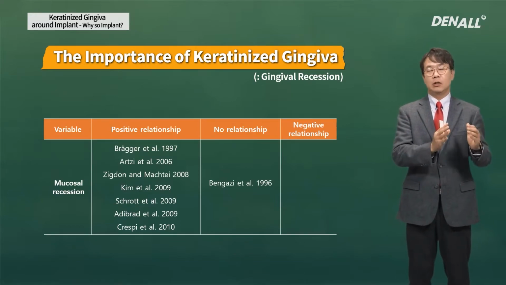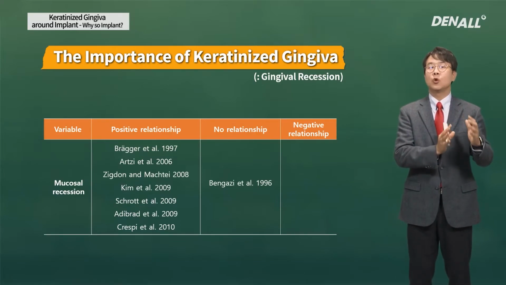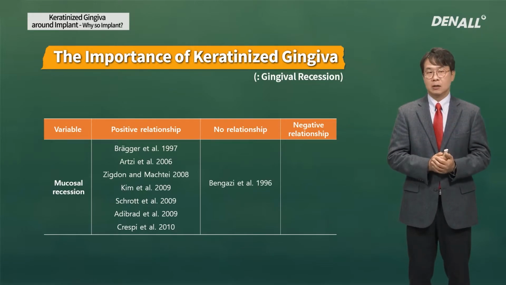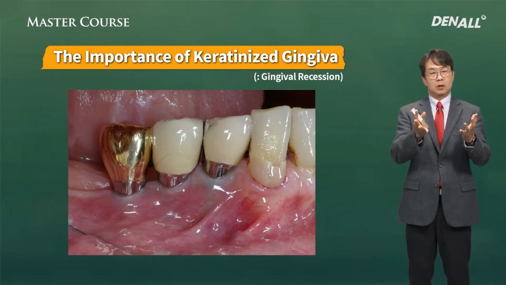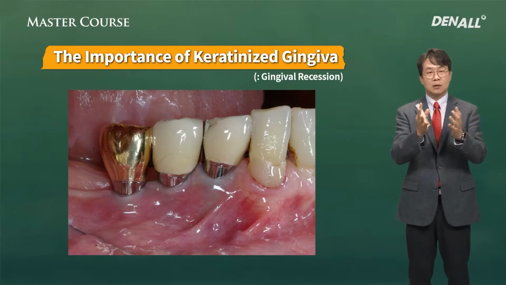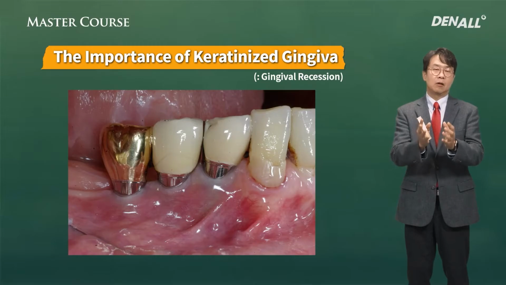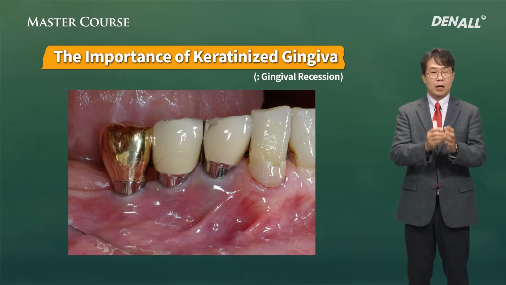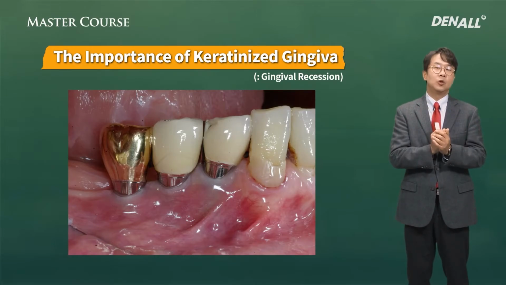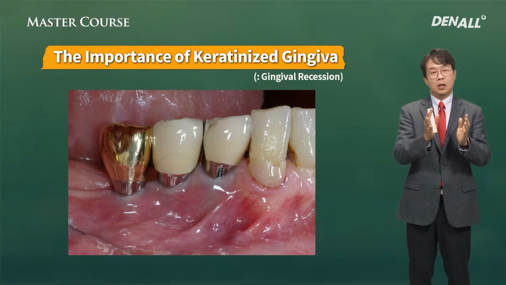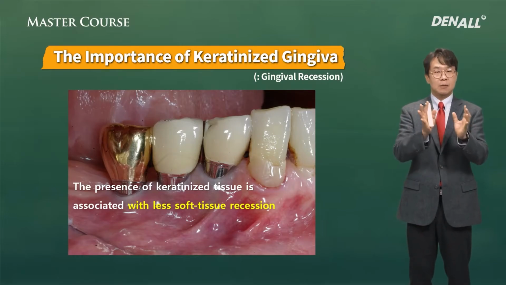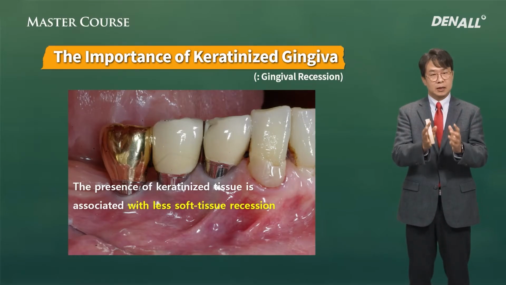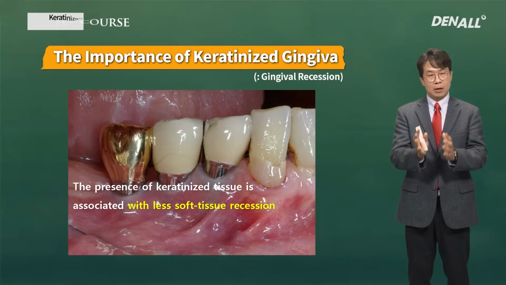Keratinized gingiva presence prevents gingival recession according to investigators. If you look at here, abutment colors are exposed on the implants that have been used for a long time. That means, as I said before, the presence of keratinized tissue is associated with less soft tissue recession.